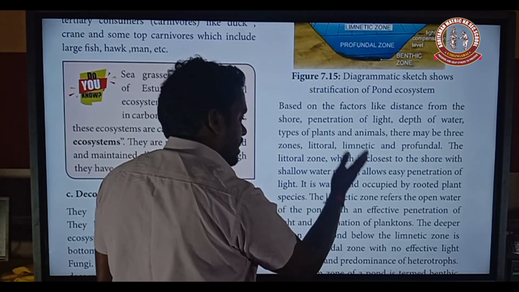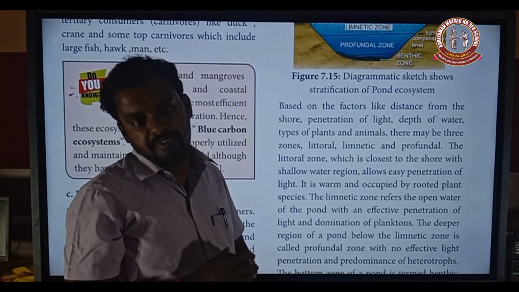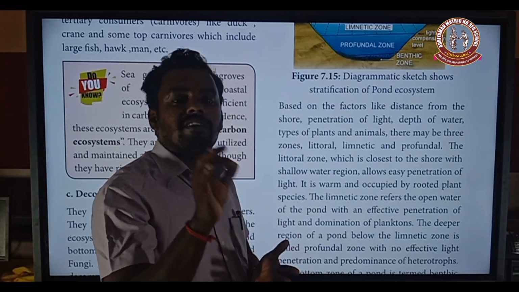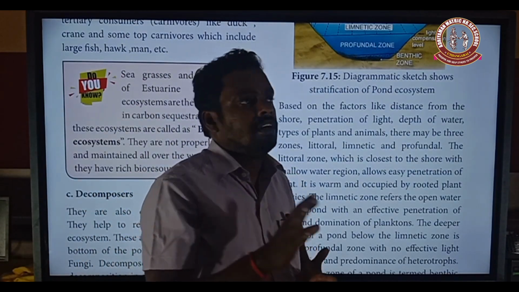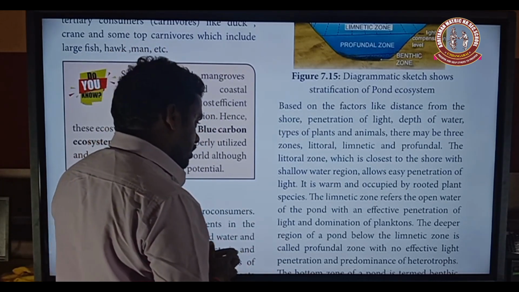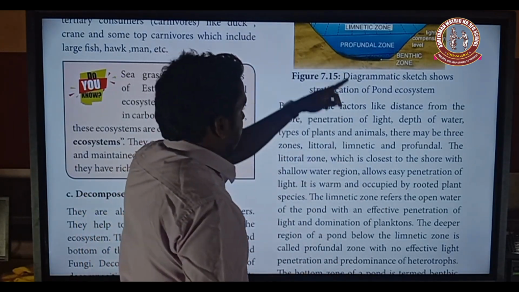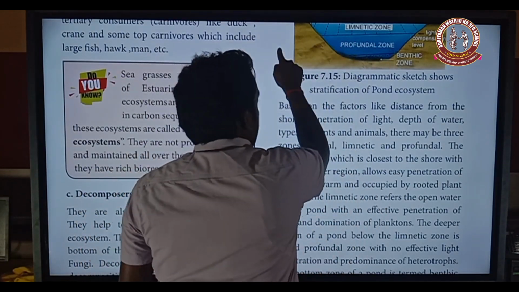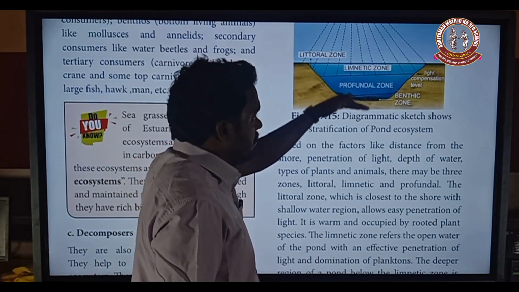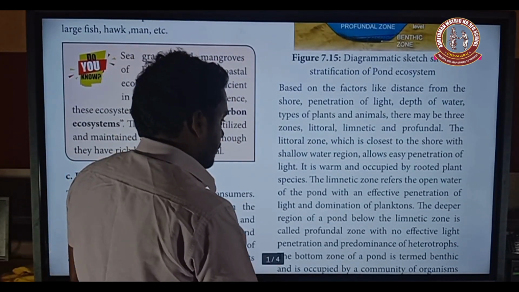The second one is effective penetration of light, and here plankton are dominant. So the domination of plankton is present in the limnetic zone. That's the second zone. Then the third one is the deeper region of a pond, next to the limnetic zone. That is the profundal zone, which is present below the limnetic zone. It is a deeper region.